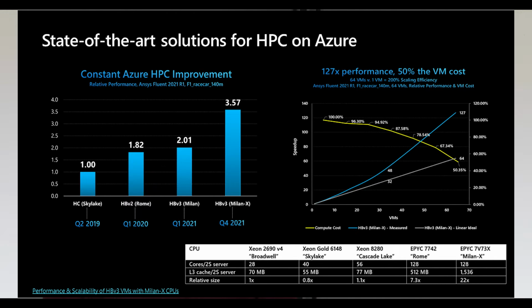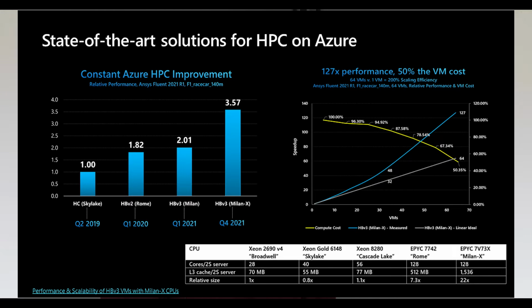And one statistic that's not shown in the table is the level 3 cache. In fact, the HBv3 has 1.5 gigabytes of level 3 cache, which is 3 times the size of the HBv2. This is particularly good for some CFD workloads. So this slide really shows the evolution of the HPC VMs offered and shows the constant HPC improvement on Azure.